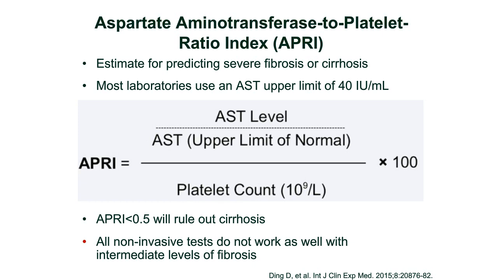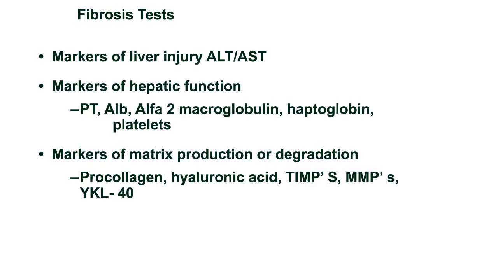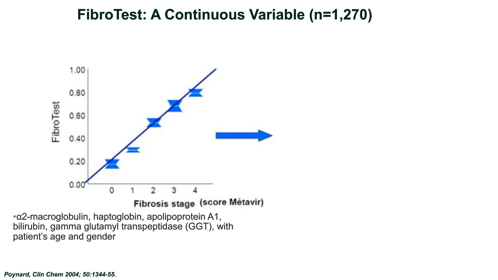There are also fibrosis tests available that take advantage of measuring markers of liver injury, such as ALT and AST, markers of hepatic function, and these include the prothrombin, albumin, alpha-2 macroglobulin, haptoglobin, as well as markers of matrix production or degradation. These can include procollagen, hyaluronic acid, and a variety of other markers of hepatic matrix production or degradation. For instance, there is available as a commercial assay the FibroTest, and this test consists of alpha-2 macroglobulin, haptoglobin, apolipoprotein, bilirubin, gamma-glutamyl transpeptidase, as well as the patient's age and gender.